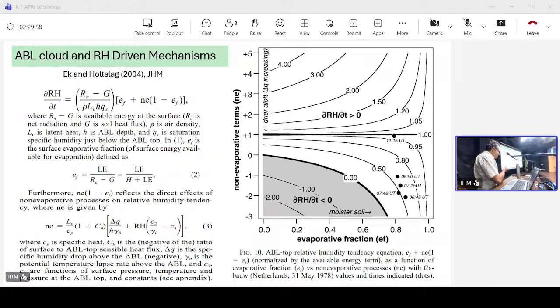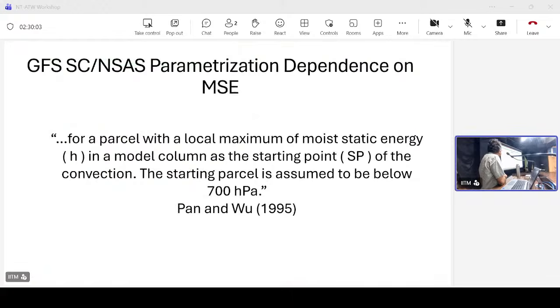So the point I'm trying to make is that the evaporative fluxes should be very important. If this evaporative flux can change the moist static energy, then in the CFS or any mass flux scheme, they start searching for the level of maximum moist static energy below 700 hPa. So the moist static energy would be a very important function for this.